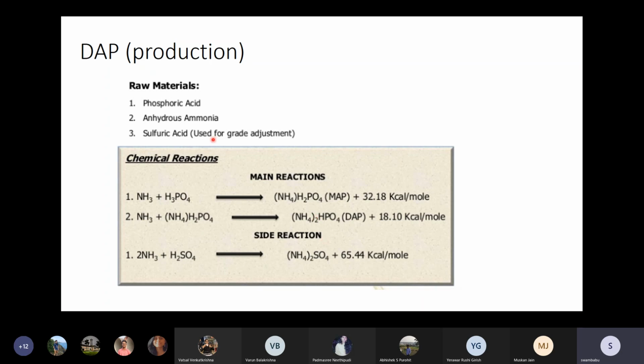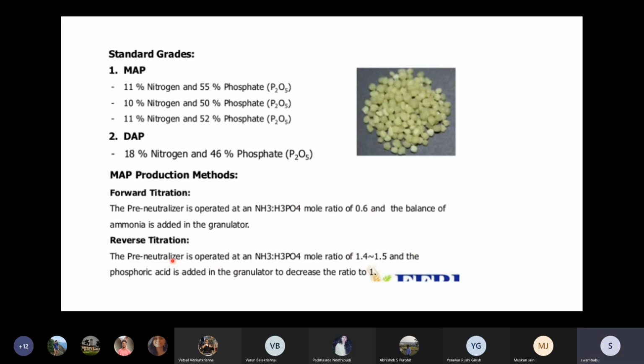Based on the requirement of nitrogen, we can perform the side reaction if required. Otherwise, we don't need to perform it. So that is how they use these diammonium phosphate reactions. Again, these are very simple. Now here I just showed whatever I told before. These are the typical DAP granules, diammonium phosphate granules.